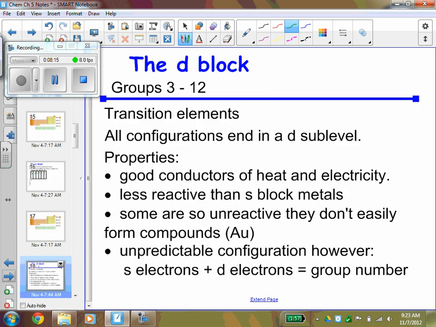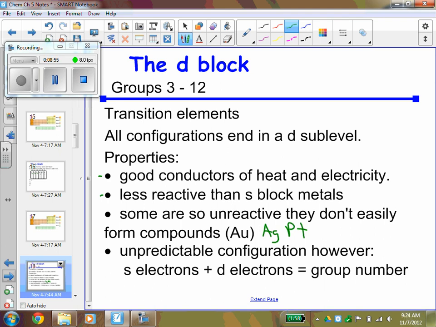All right, the D block is groups 3 through 12, by far the most enigmatic configurations on the periodic table. Actually, probably D and F are both enigmatic. These are the transition elements or transition metals. They're excellent conductors of heat and electricity. They're less reactive than S block metals for different reasons, and their configurations are the answer to that question. Some are also unreactive. They don't easily want to form compounds. We have gold. Silver is actually the most reactive of all the precious metals, and we also have platinum. So we even contain some metals that are extremely reluctant to react.